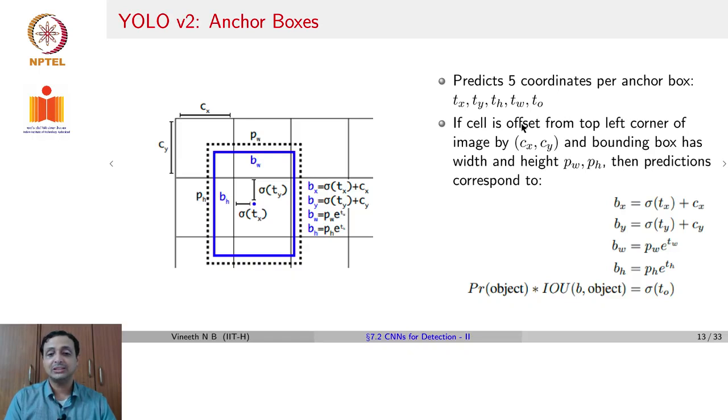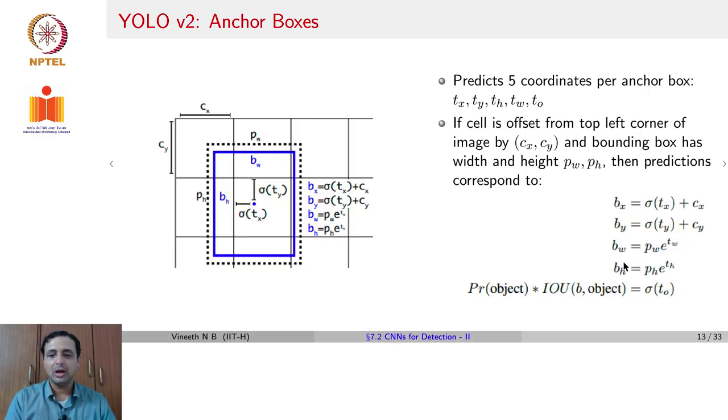Let's see each of them. So if the cell is offset from the top left corner of the image by cx, cy, and the bounding box prior has width and height pw and ph, then the predictions corresponding to the anchor box are given by bx is sigma of tx plus cx. So you can see here that sigma of tx is right here. Similarly, by would be sigma of ty, so that's the other coordinate of the same location, plus cy.